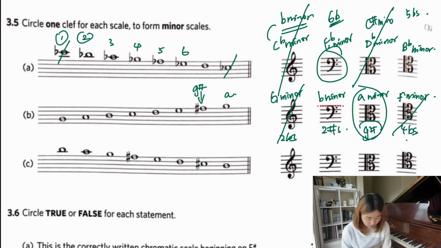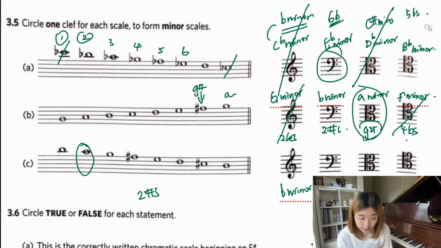Okay, last one. I'm gonna write down all the possible keys. So this is a B minor. This is a D minor, C minor, and A minor. Okay, we have 2 sharps there. Okay, and descending, so it might be a melodic minor, and then the 7th note is not raised.